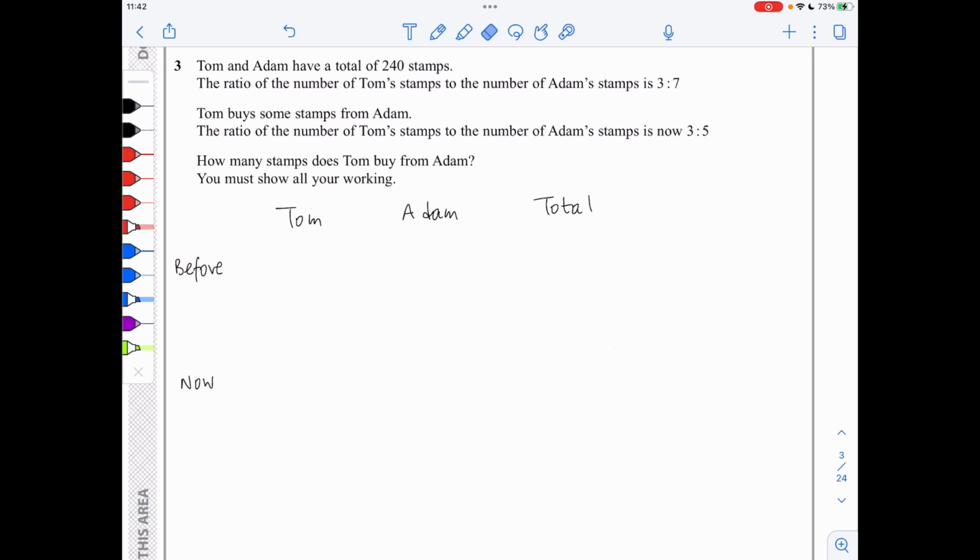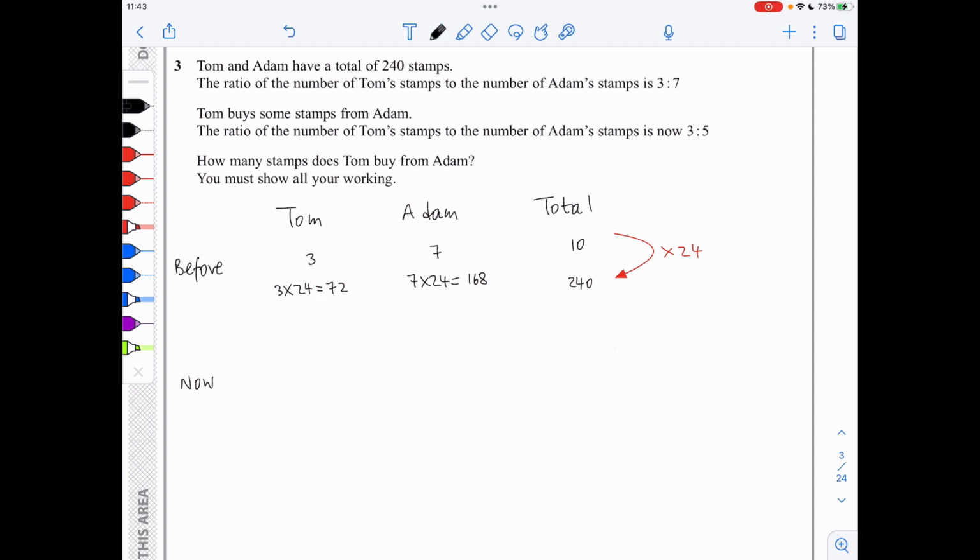We knew that originally they were split in the ratio of 3:7. Now 3 plus 7 is 10, and actually there's a total of 240 stamps. So we can see that to go from 10 to 240, we multiply by 24. So 3 times 24 is 72, and 7 times 24 is equal to 168. This gives us the original number of stamps that each person had.